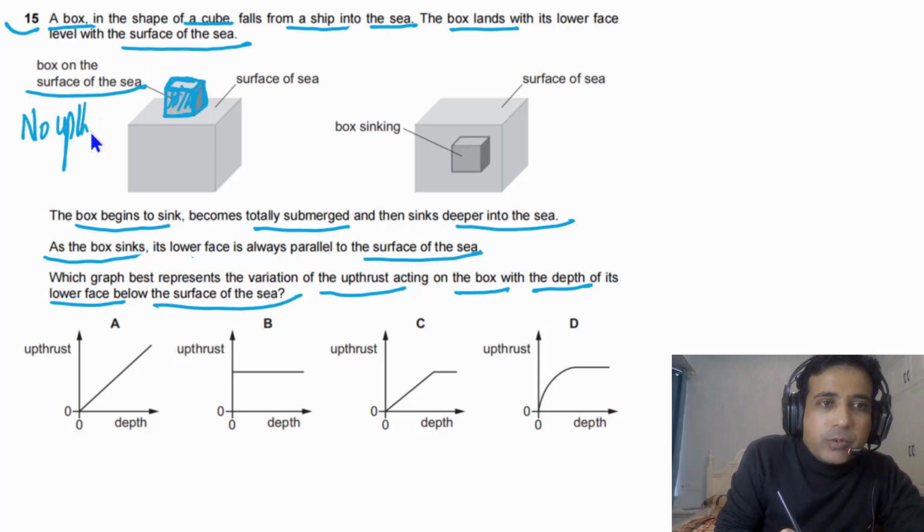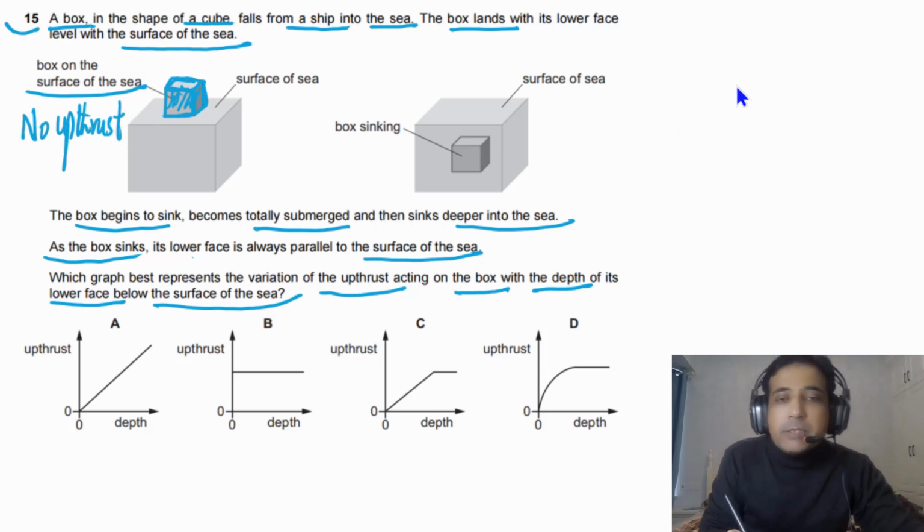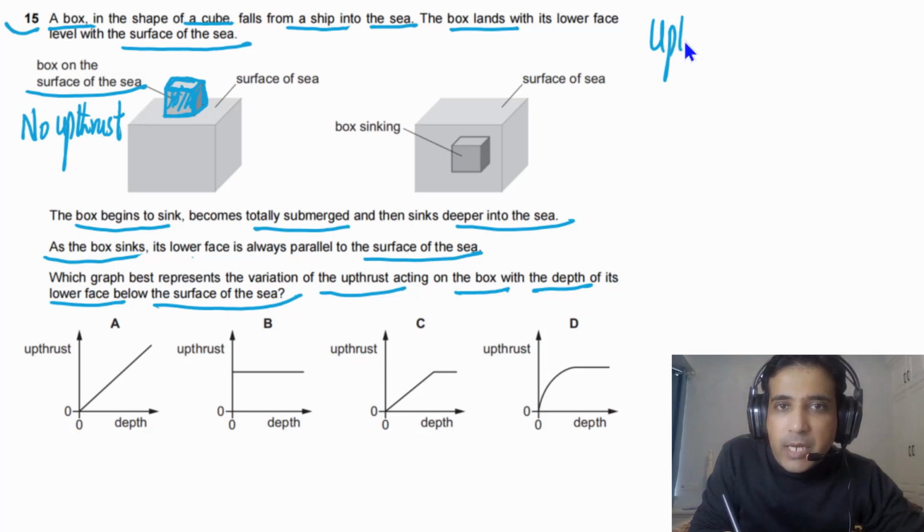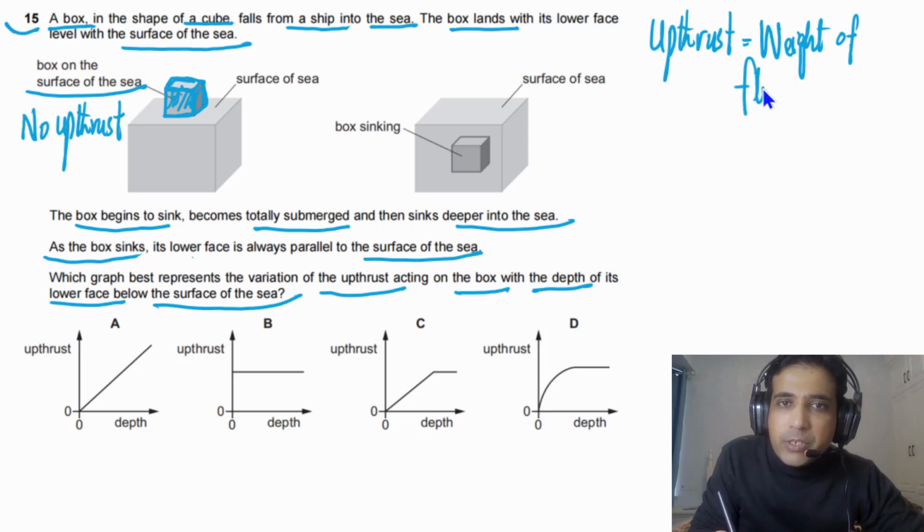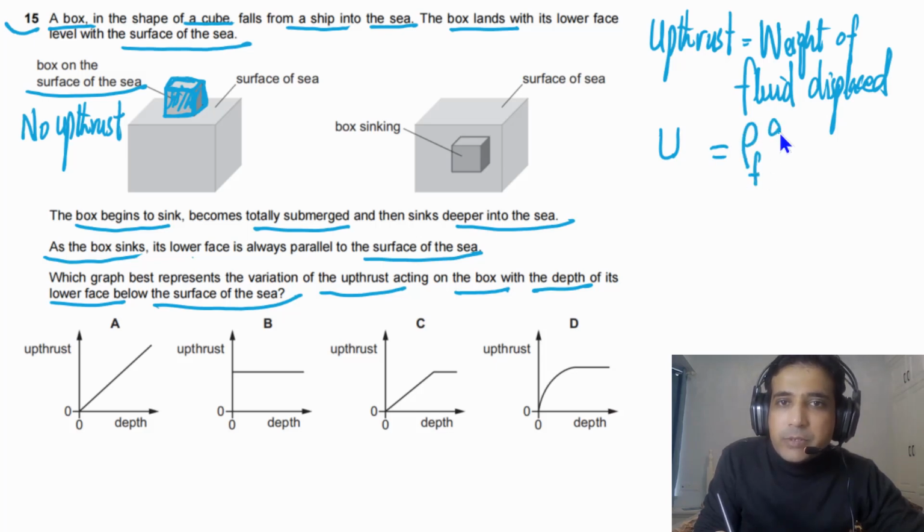So no upthrust. What is upthrust? Upthrust is an upward force, and this is equal to the weight of fluid displaced. This is the main concept you need to understand, so it is very important to understand what upthrust is. Let's say this is U, and upthrust will be equal to the density of the fluid times g times the volume of fluid displaced.